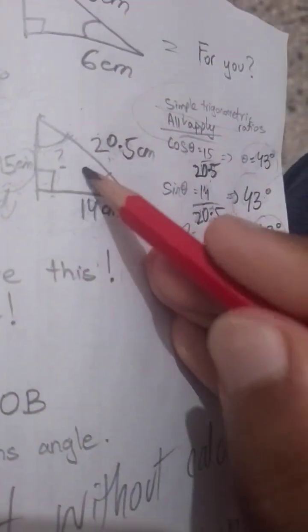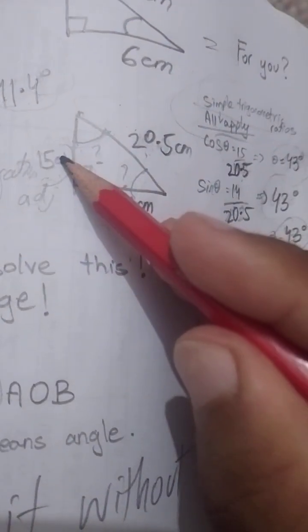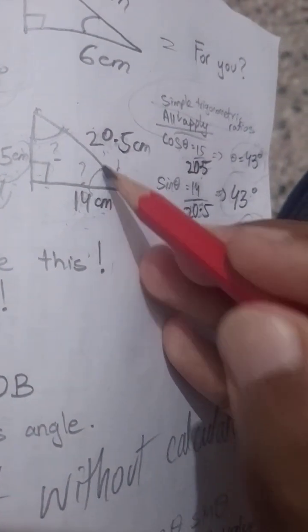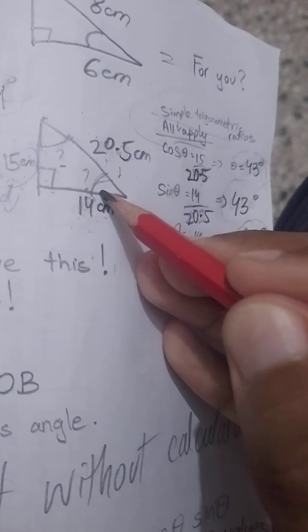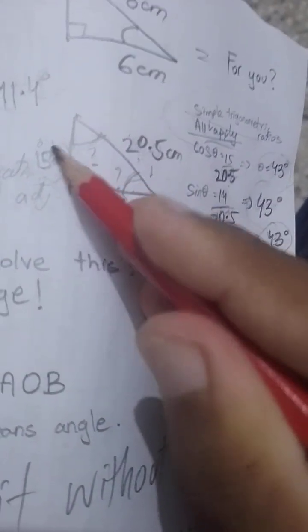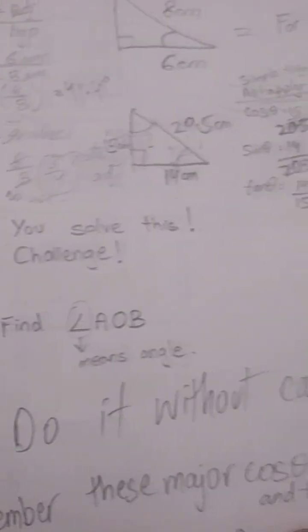For instance, if we have to find this angle, then what would we do? This will become the opposite, this will become the hypotenuse, and this will become the adjacent. Always remember, in front of the angle that we have to calculate, we always have the opposite. I hope that is clear.